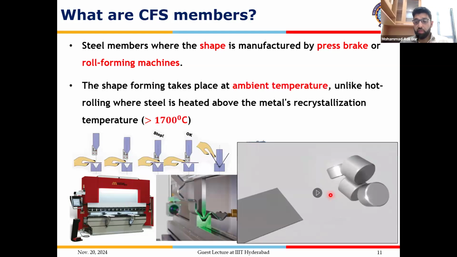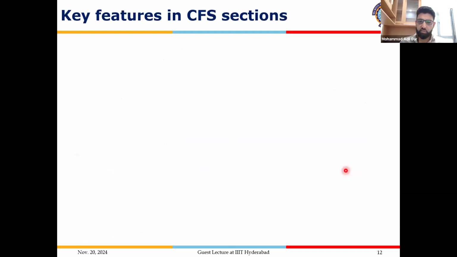Now, here, because the shape forming takes place at ambient temperature, unlike hot rolling, it's known as cold formed steel members. And in hot rolling, because the temperature is raised above 1700 degrees Celsius, it's known as hot rolled steel members. Now, what are the key features of cold formed steel sections?